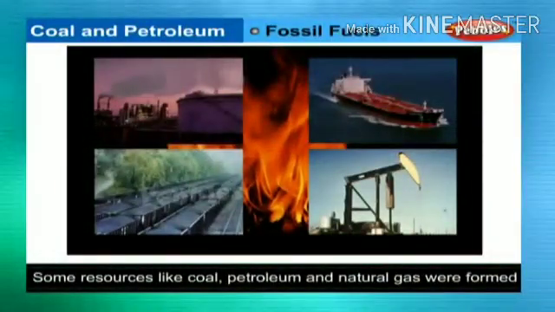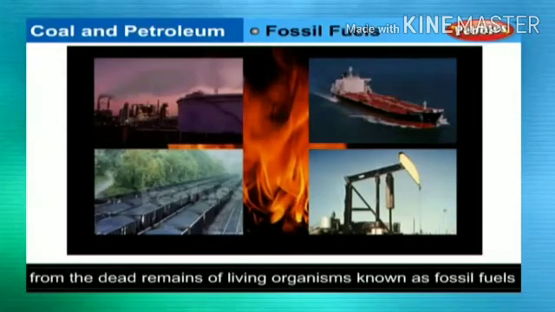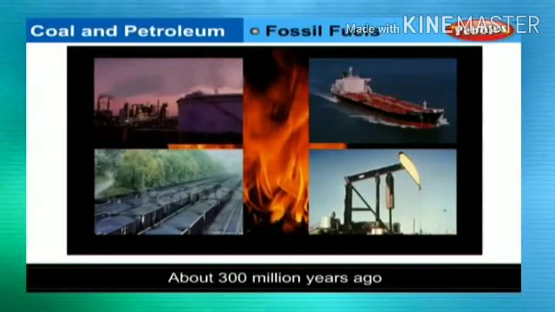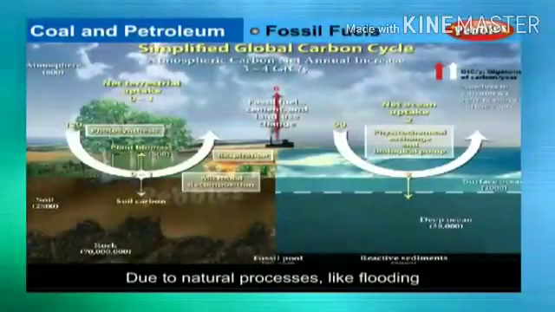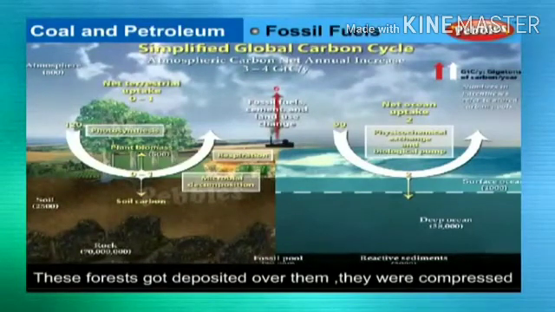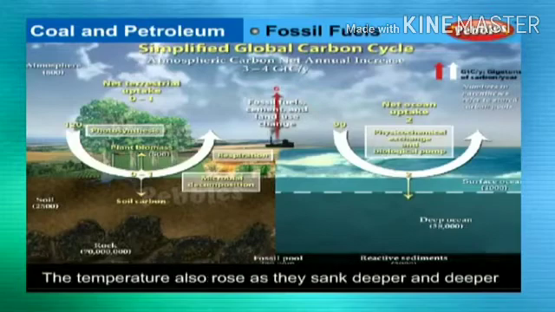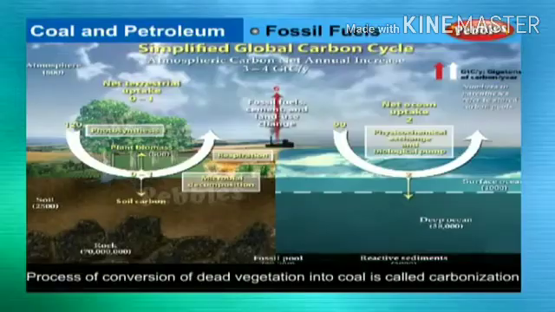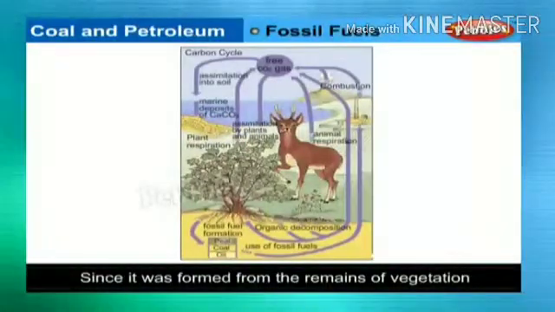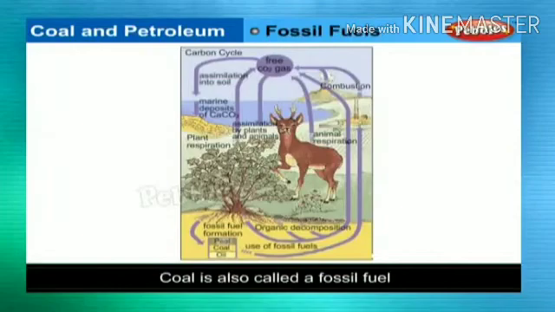Fossil fuels. Some exhaustible natural resources like coal, petroleum, and natural gas were formed from the dead remains of living organisms, known as fossil fuels. About 300 million years ago, the Earth had dense forests in low-lying wetland areas. Due to natural processes like flooding, soil got deposited over them. They were compressed. The temperature also rose as they sank deeper and deeper. Under high temperature, dead plants got slowly converted to coal. The slow process of conversion of dead vegetation into coal is called carbonization. Since it was formed from the remains of vegetation, coal is also called a fossil fuel.